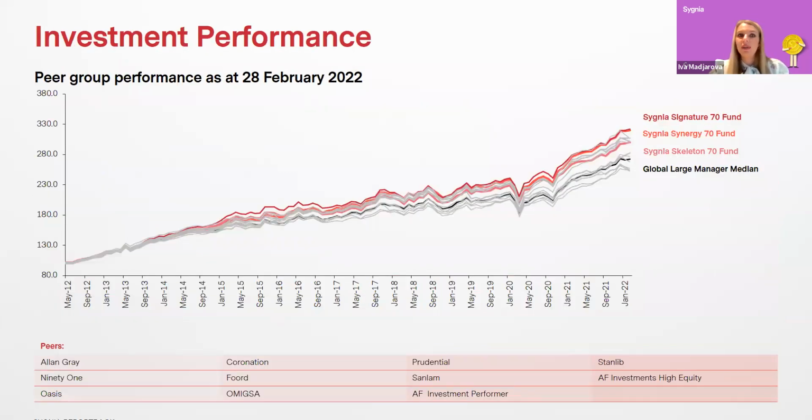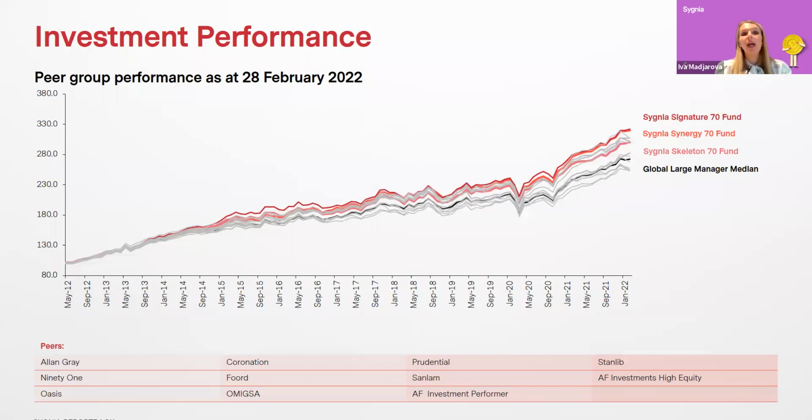Having a look at how these have performed over the long term, what this graph measures is how 100 Rand invested back in May 2012 would have grown. And now we can clearly see that whether you invested 100 Rand in the Signature 70, Synergy 70, or Skeleton 70 portfolio, it's done quite nicely. That 100 Rand has definitely grown. It has not grown without volatility, which is exactly what we expect when we invest a big portion in equity markets.